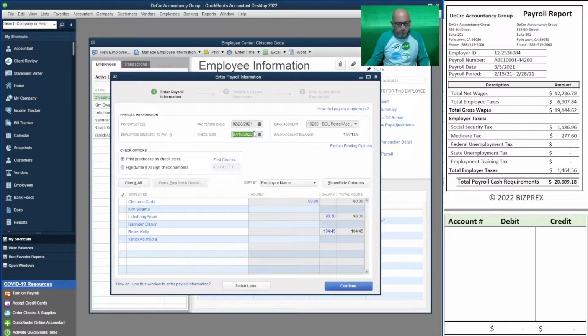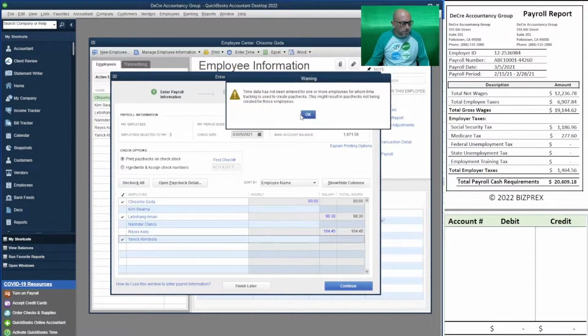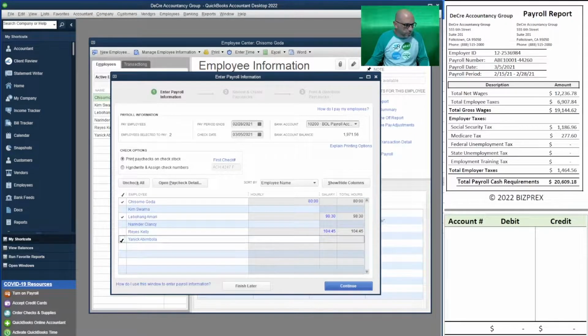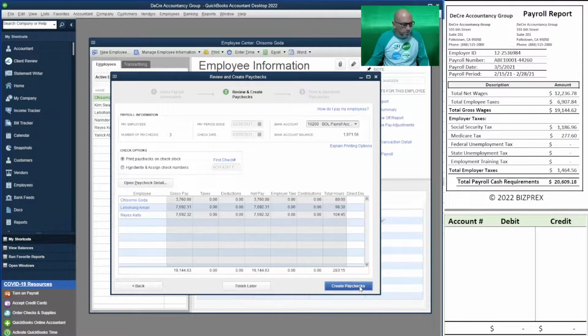Okay, so this one, period end 28, correct. Check date 3/5/2021. Okay, here's our three employees. All right. Oh, yeah. Okay.